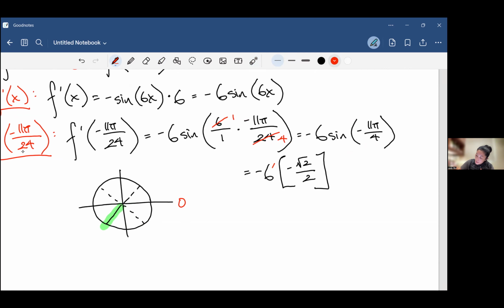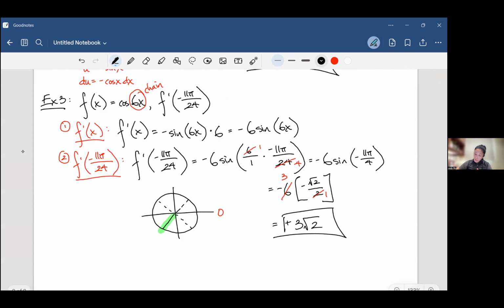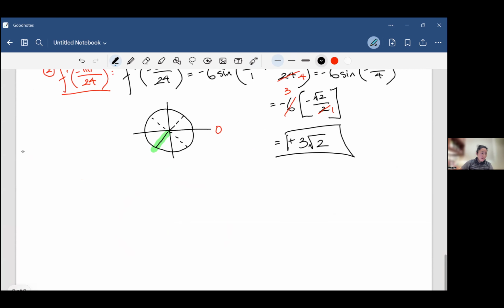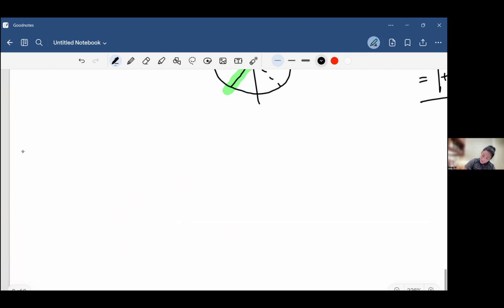And the 6 and the 2 reduce to a 3 and a 1, and I end up with a positive 3 root 2 because I have a negative times a negative, which gives me a positive. Okay? So I think this is a really good question, kind of shows you step by step how to find the derivative, how to plug in the point that you're interested in, and how to use your unit circle to find that value. All right, let's take a look now at another integral question.